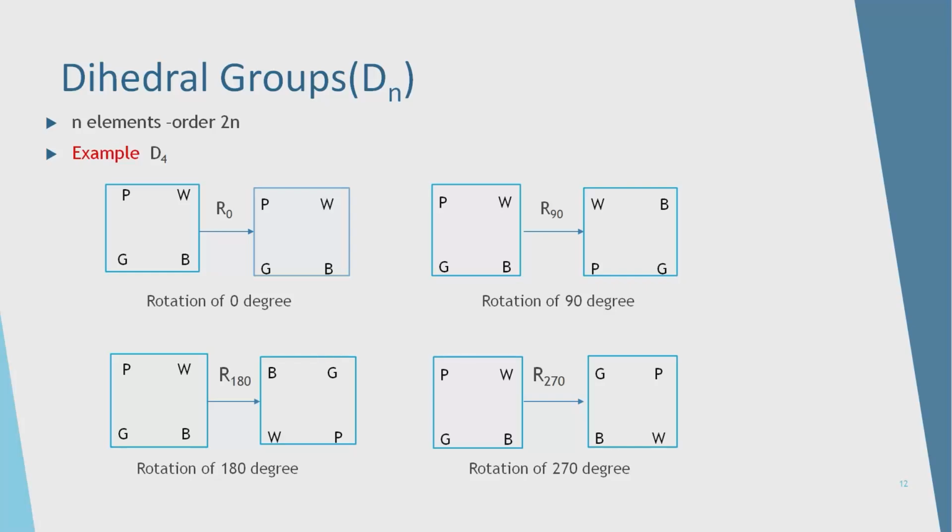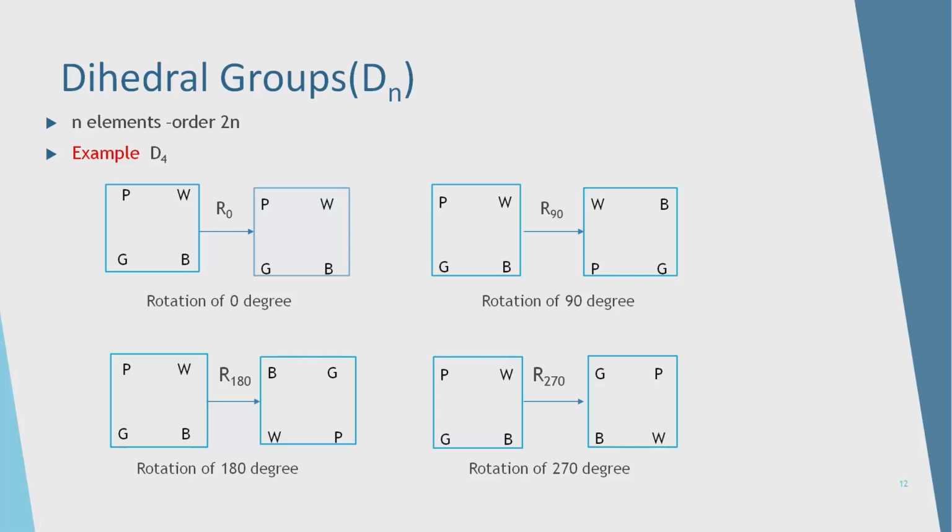Another important group is the dihedral group. Generally it is denoted by Dn. The number of elements in a dihedral group is 2n. Suppose n is equal to 4, there are 8 elements in D4. Let us see the examples of the positions of elements in D4. D4 contains 8 elements. For example, we consider one square.